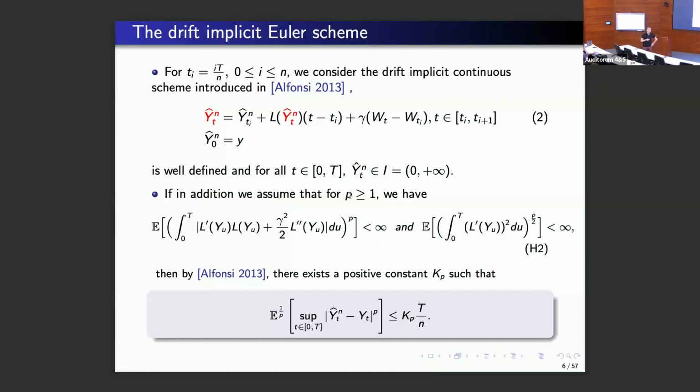And of course, this has a lot of advantages, and I will show you one main advantage of such a scheme in pricing barrier options. So if you want to guarantee a speed of order 1, here strong error of order 1 for your implicit scheme, Alfonsi, of course, assumed this H2 assumption where he looked at moments of the derivative of L times L, the second derivative of L, etc. So under this assumption, you guarantee that your positive numerical scheme has order 1.